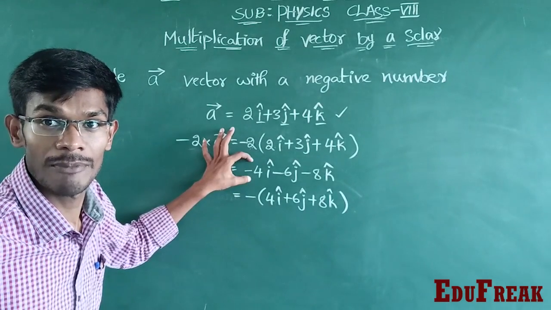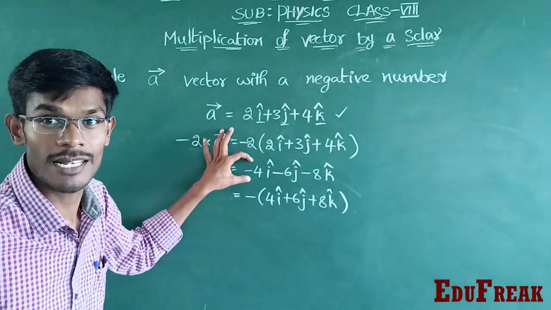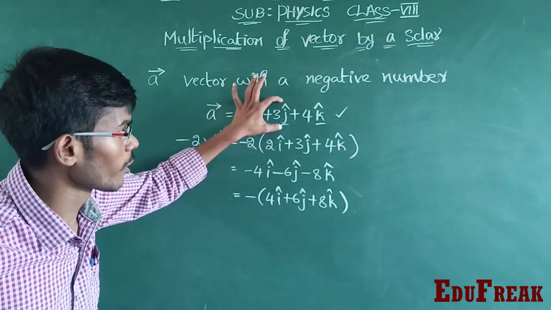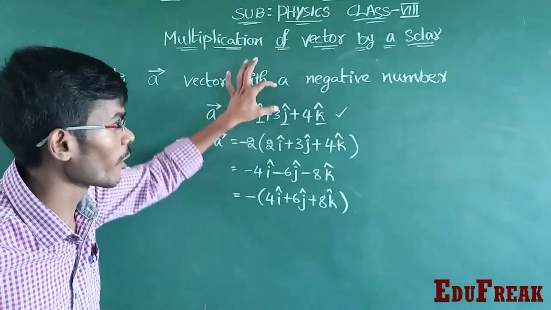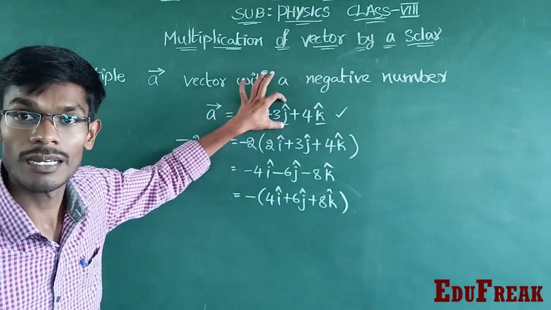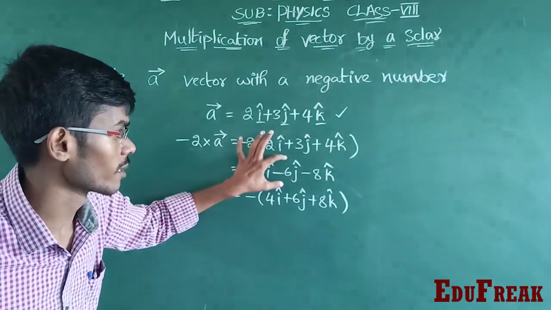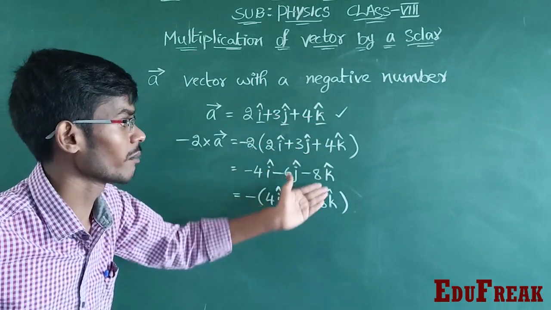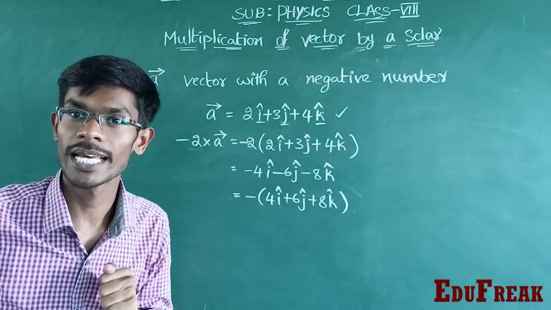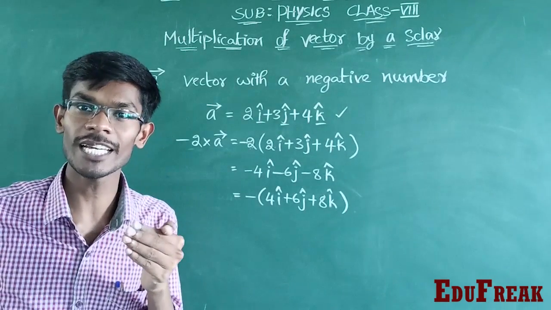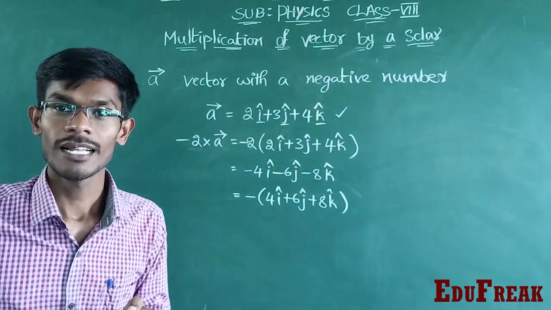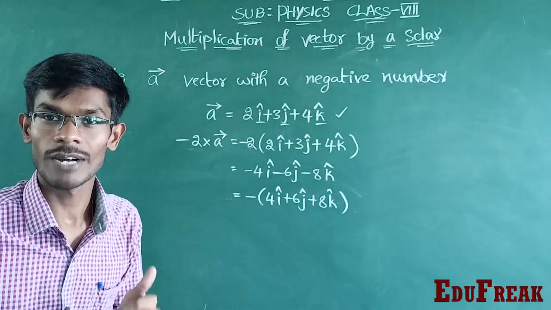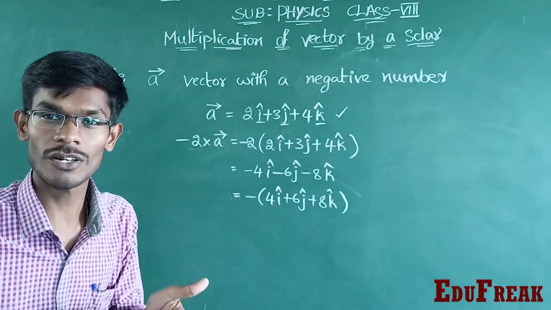If you observe this one and this one, here i cap, this is negative i cap. Negative i cap will be in which direction? Negative x axis. And this is positive j cap, here negative j cap. Positive j cap will be along the positive y axis. Then what about this one? Along the negative y direction. The same way k cap and minus k cap. What is happening to the direction? Whenever we are multiplying with a negative integer, the vector magnitude changes. And what about direction? Direction is also changing.